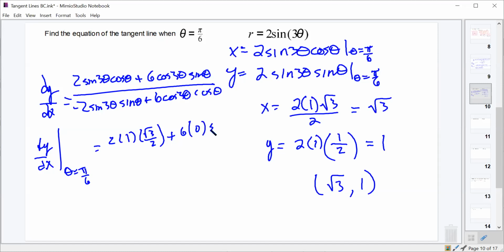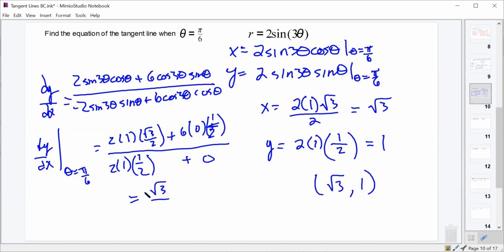And we're going to have the sine of pi over 6, which is a half, but that whole second term is going to be 0. And in the denominator, that whole second term is also going to be 0, right? Because of the cosine of pi over 2. So we can write that out. And then we got 2 times our sine of 3 theta, which is 1, and our sine, which is a half sine of theta. So effectively, we've just got root 3 over 1, or just root 3. Everybody good with that being our slope?